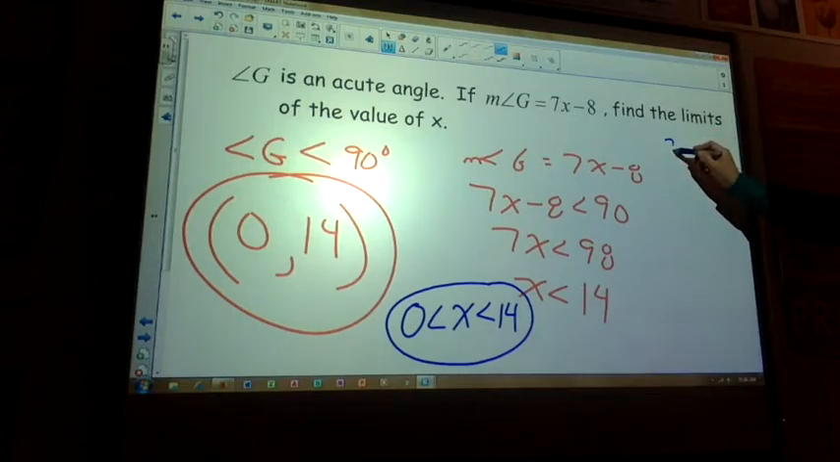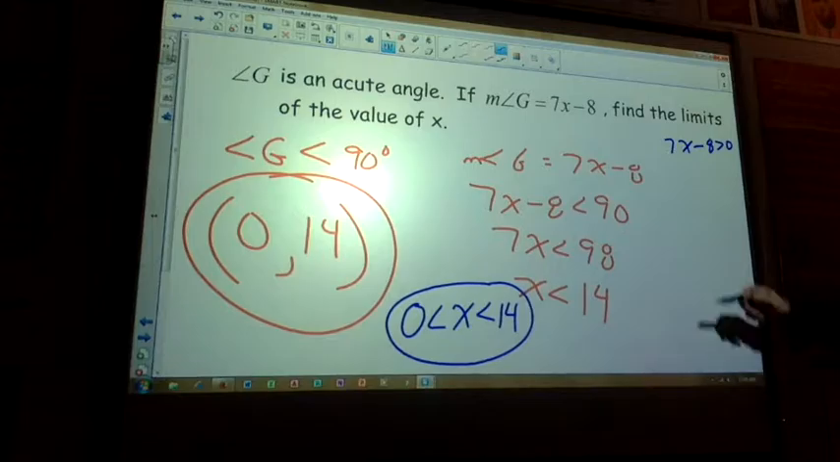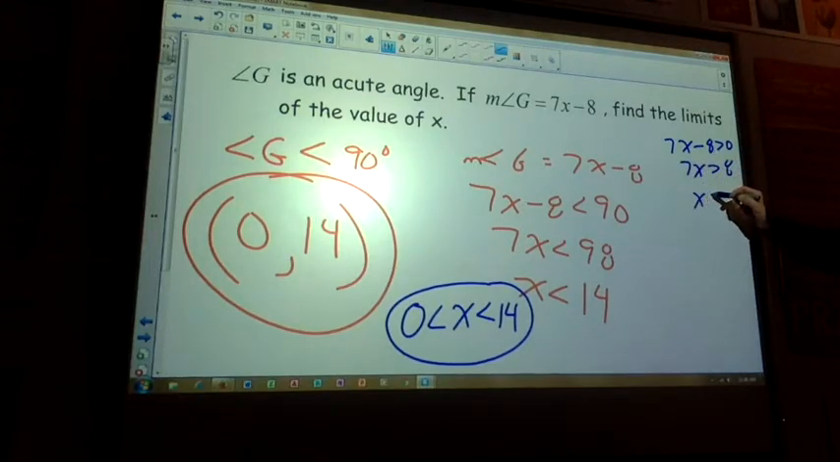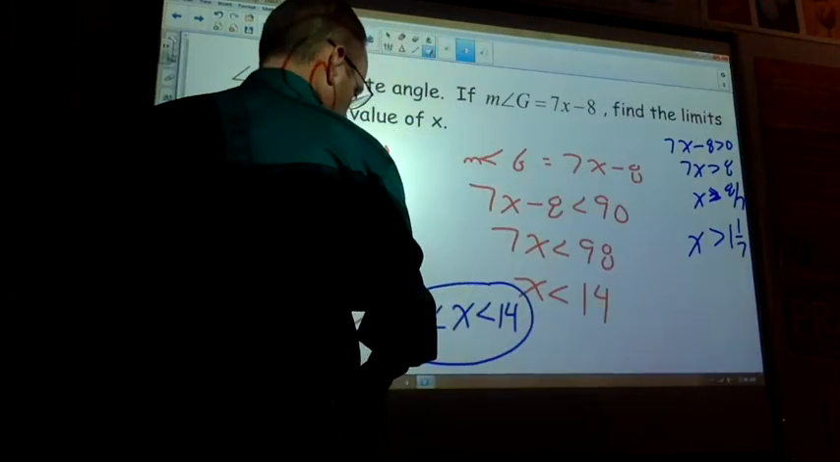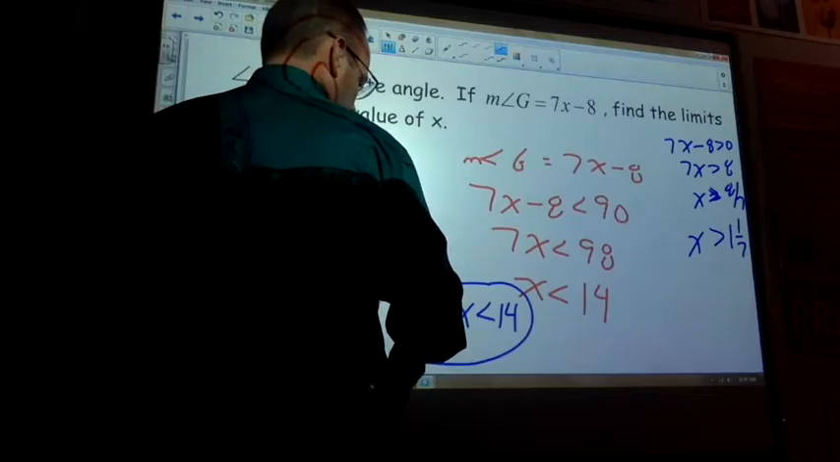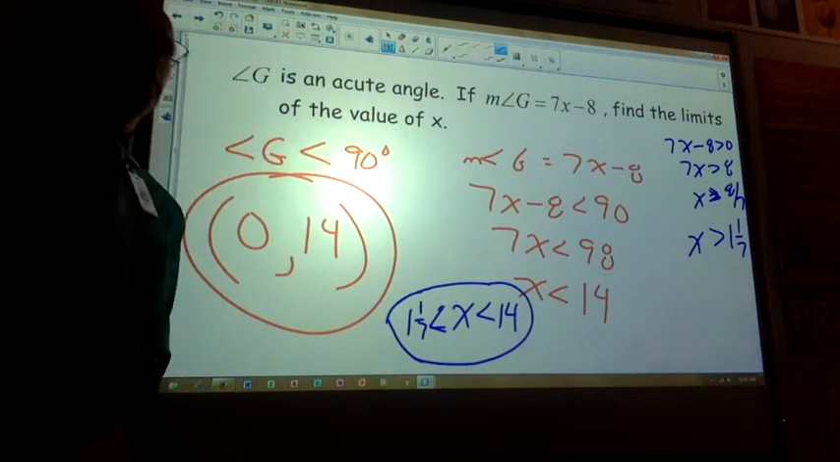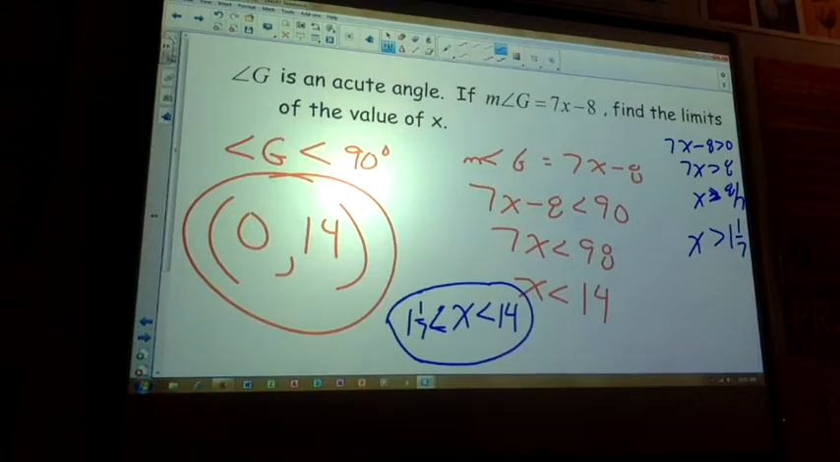Okay. So I guess our angle could be... I'm off a smidge. One of my limits is wrong. The 14 is correct. The 0 is wrong. Why can't I say it? Because it becomes a negative angle. What does x have to be? Greater than 1. 7 times 1 is 7 minus 8. 7 times 2 is too big. If I did 1.1, that becomes 7.7. That's still less than 8.